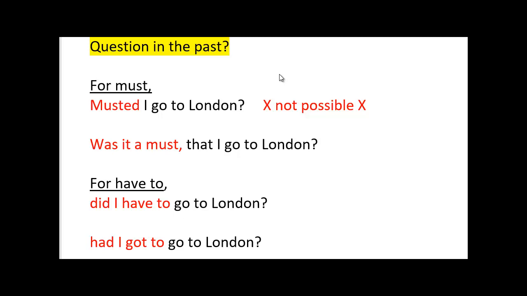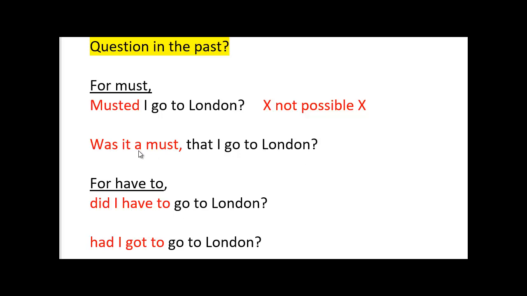So what we talked about: positive and negative of "had to," and now we're talking about the question. You can't say "musted I go to London?" That's not possible at all. So if we're talking about "must," we say "was it a must that I go to London?"